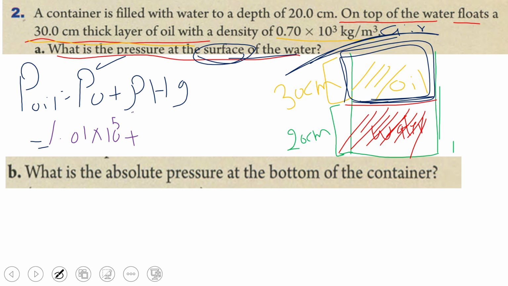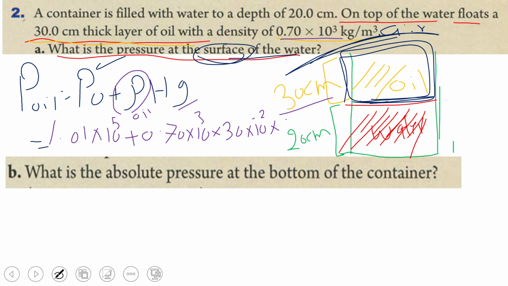Okay, and we're going to write the density of the oil, because our purpose is to find the pressure of the oil, so the density should be the same, oil too. The density of the oil we have in here, look, it's written 0.70 times 10 power 3, times h, the depth of the oil. The depth of the oil is 30 centimeter, make it meter, 30 times 10 power negative 2, times the g constant, 9.81. You can use a calculator.